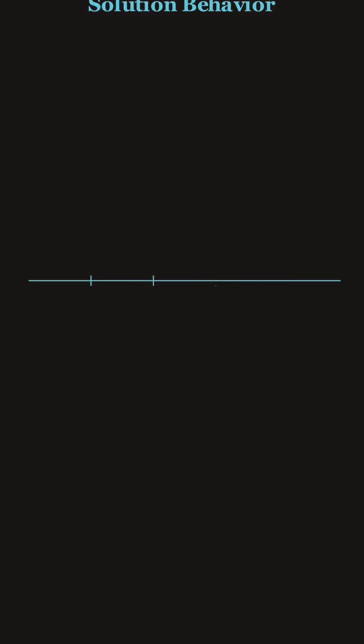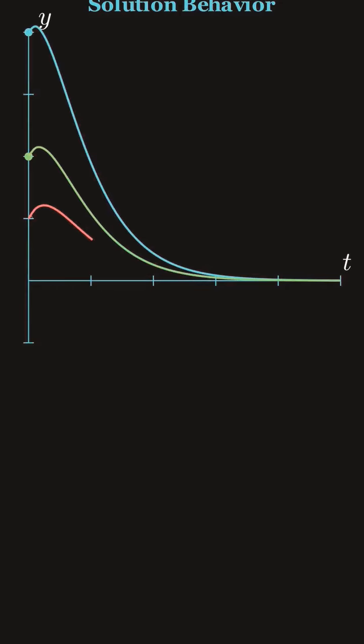Our fundamental set of solutions is e^(-2t) and t e^(-2t). Let's verify these are linearly independent by computing the Wronskian. The Wronskian determinant is e^(-4t), which is never 0, confirming linear independence. Let's plot some typical solutions with different initial conditions to see the behavior.